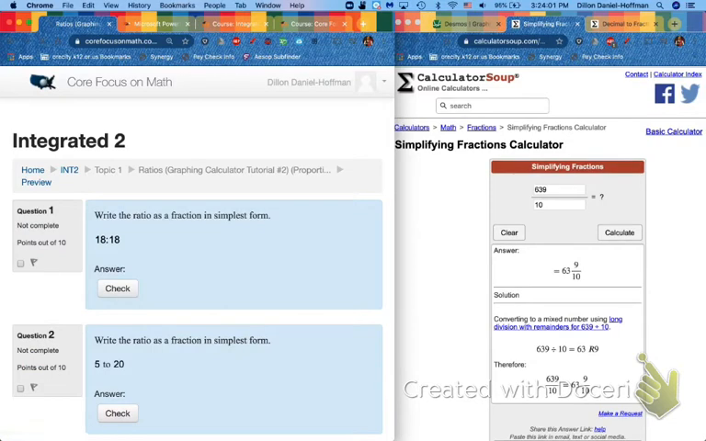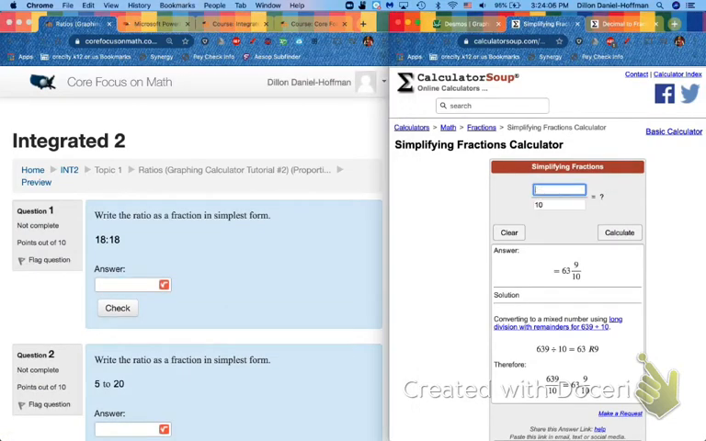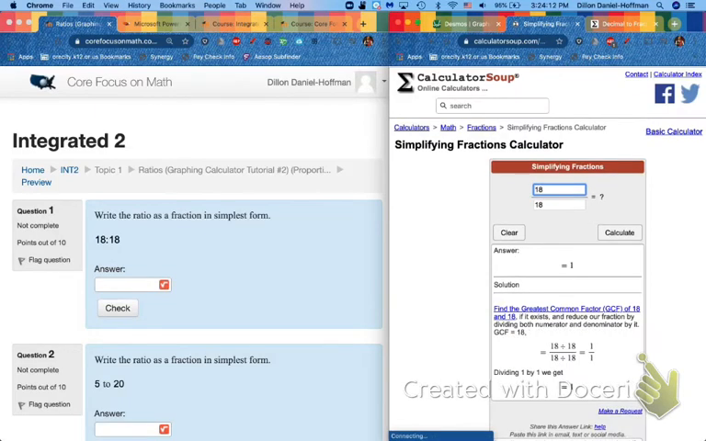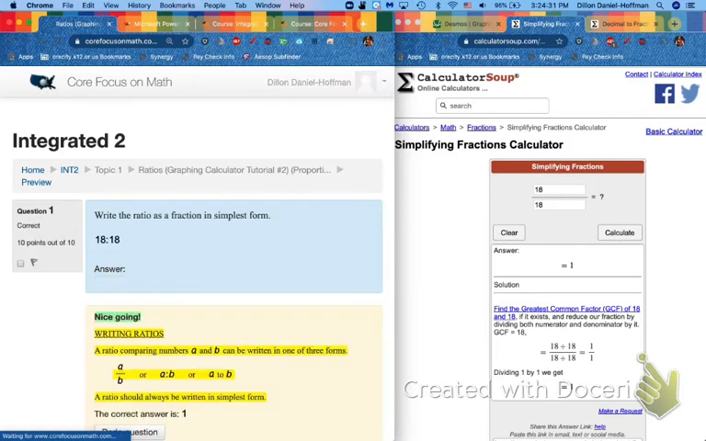Write the ratio as a fraction in simplest form, 18 colon 18. Well, right off the bat, if we use this calculator, you will see what you might already hopefully know, which is that any number over itself always equals 1, because we can divide the top and bottom by whatever number we have. We get 1 over 1, which is 1. So the first one is a rare problem that has no technical fraction as the simplified form. It just has a whole number, or an integer. In this case, 1.